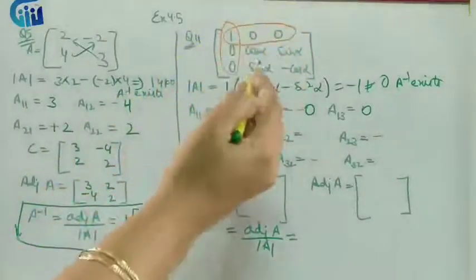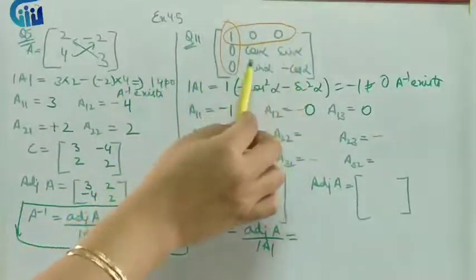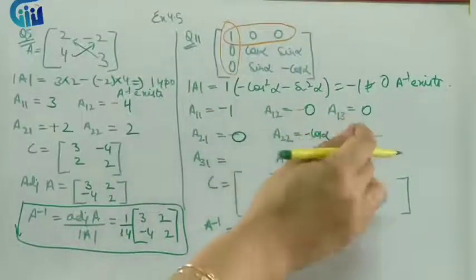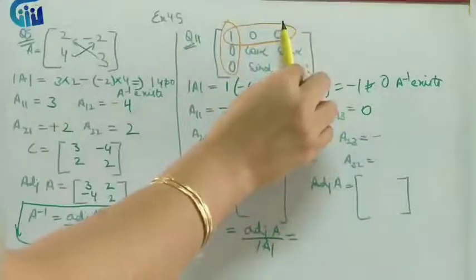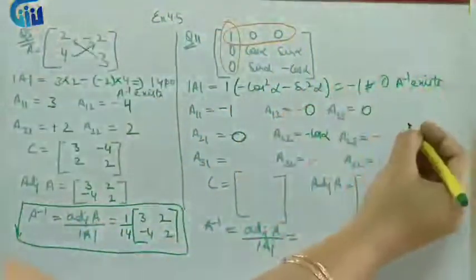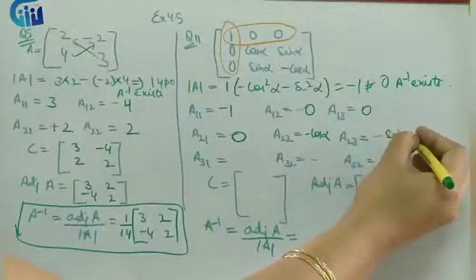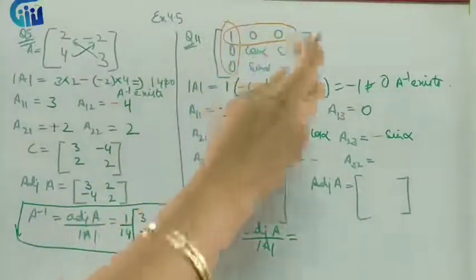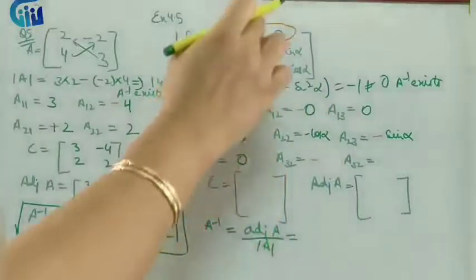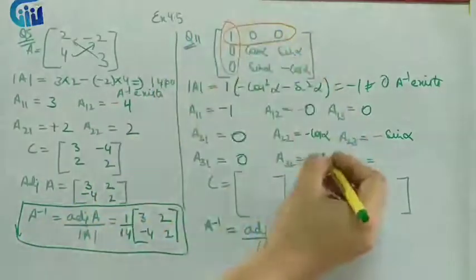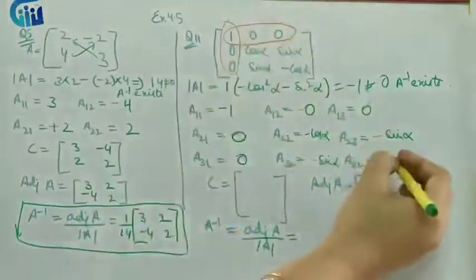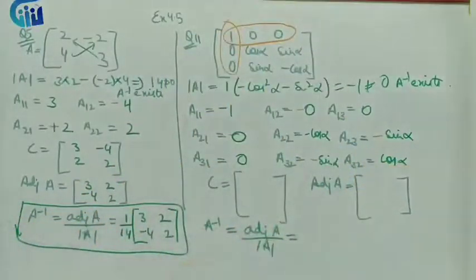A22, we will cover it like this and this. So minus cos alpha. So we will write it like this, minus cos alpha. A23, I will cover it like this and this. So it is sine alpha. Minus is already there, so it is minus sine alpha. Next, A31, I will cover it like this, 0, 0. So it will be 0 over here. Then if I cover it like this, it is sine alpha, minus sign is already there. A32, I'll cover it like this, so it is cos alpha. So we have got our cofactors.